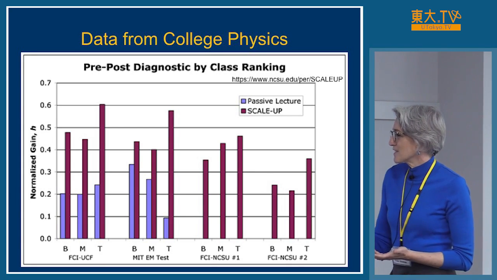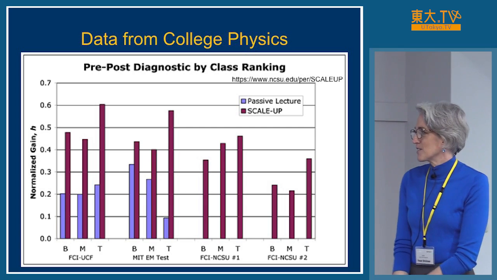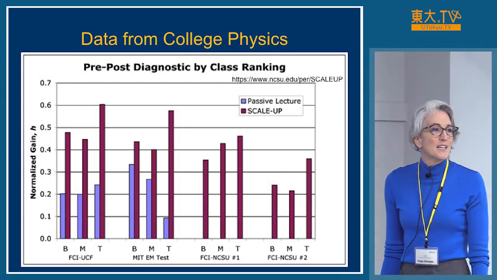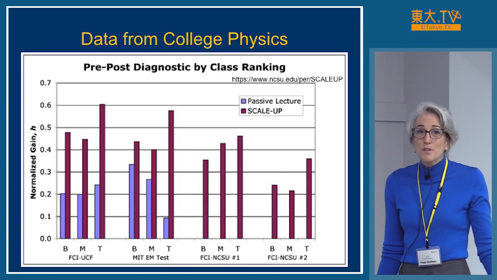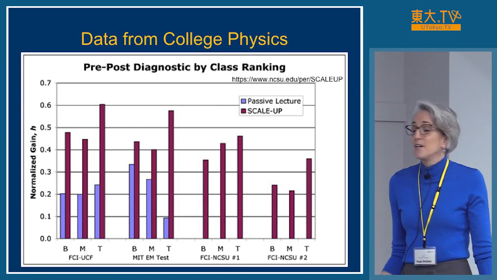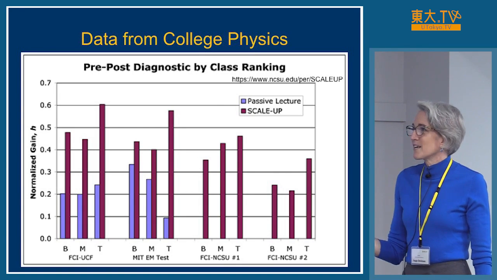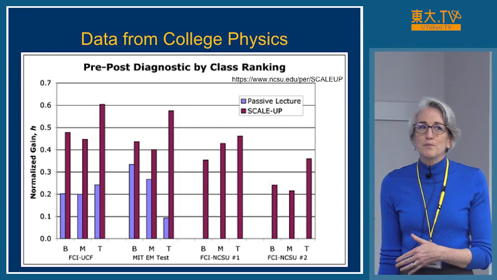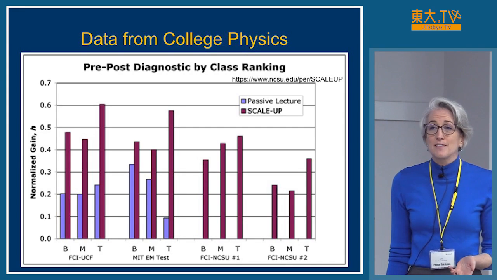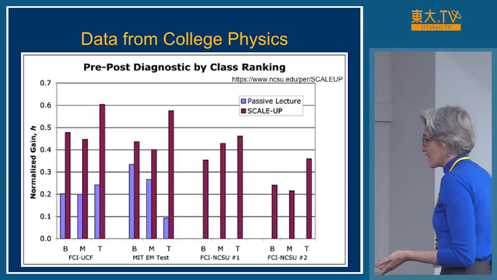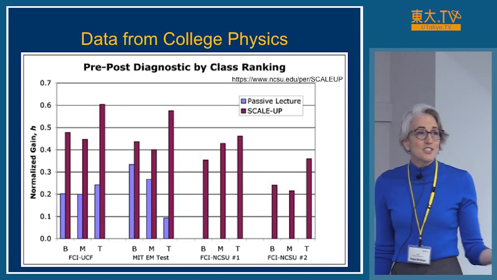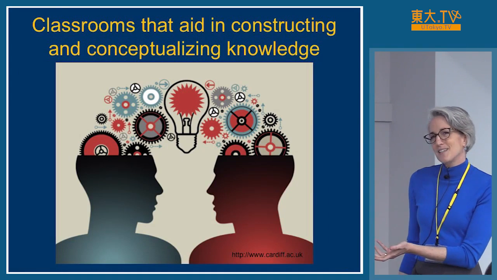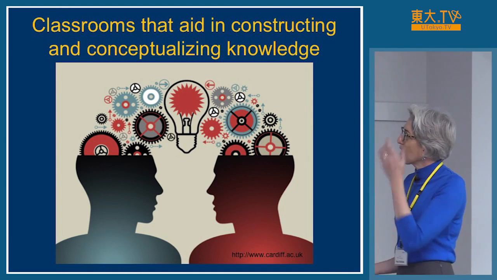And what's really interesting, so this is using the MIT electricity and magnetism test, is that students in the top tier aren't making very many gains in a traditional course. They've come in with a lot of knowledge, they don't have a lot of room. But in this kind of more interactive scale-up classroom, where students work together on more challenging problems, they're able to make even greater gains. So this was definitely something that we were interested in in biology, right, to try to figure out how we might be able to incorporate some of these gains that students were seeing.